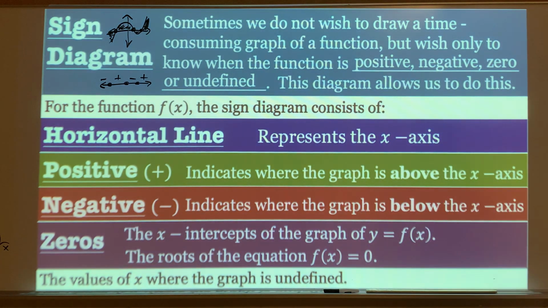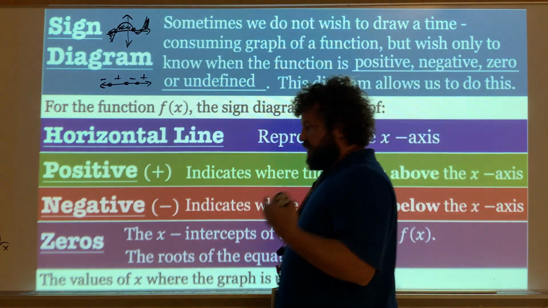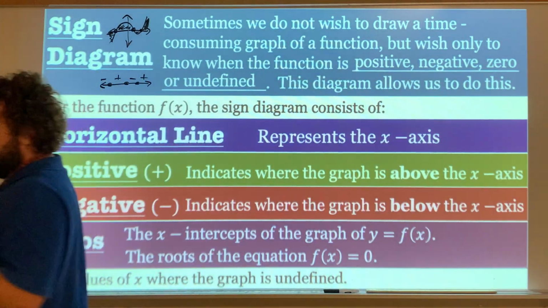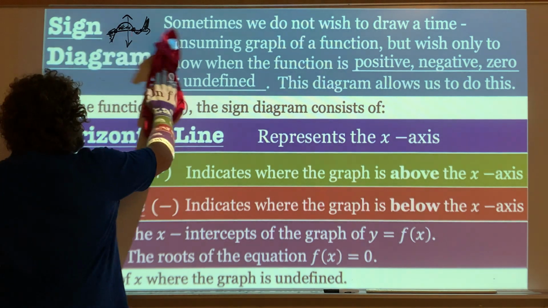And it's also the values of x where the graph is undefined. That's the last piece. So you have a 0 where the graph is undefined as well. So where the graph equals 0 or where it's undefined. All right? Pretty simple stuff to do.